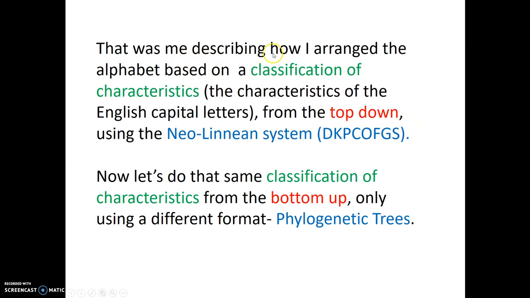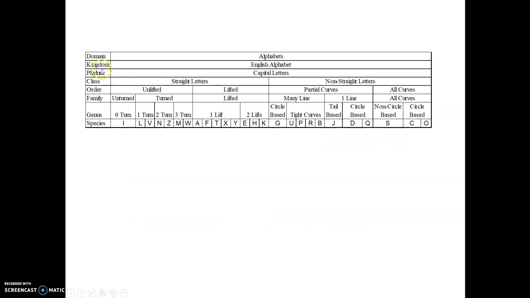That was me describing how I arranged the alphabet based on a classification of characteristics, the characteristics of the English capital letters, from the top down using the Neo-Linnaean system, which is basically domain, kingdom, phylum, class, order, family, genus, species. Now, you may realize that I'm cheating a little bit because I go from capital letters to English to alphabets, but so sue me.